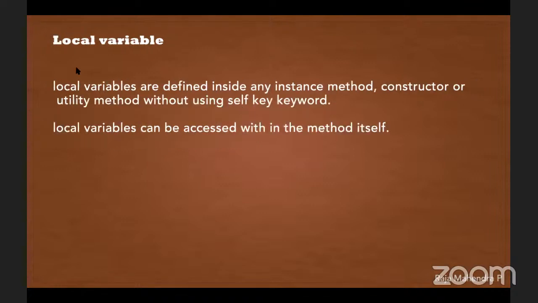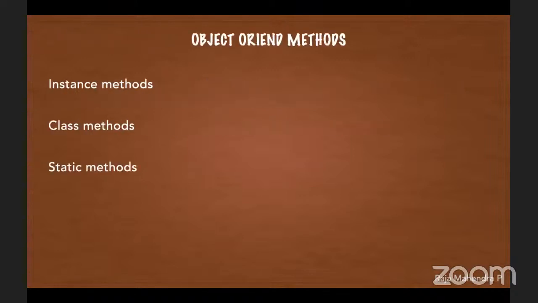And one more important thing is the local variables. You can define these anywhere actually: the instance method, constructor, or any other utility method. Local variables are used without the self keyword, only in the methods. So this can be accessed only within the method.